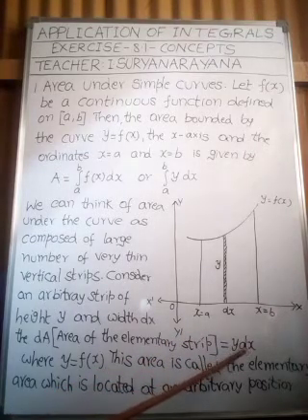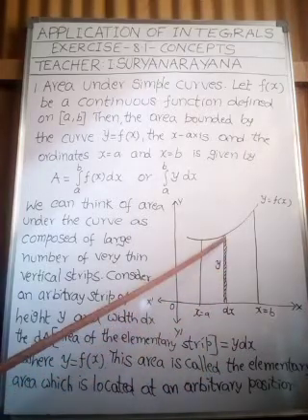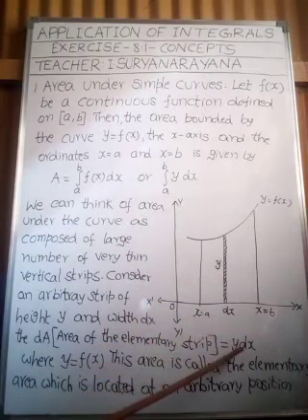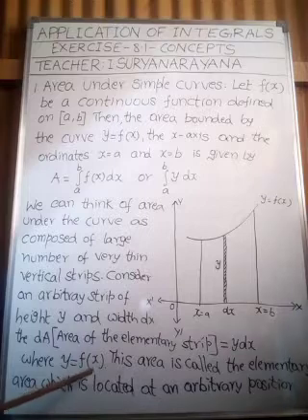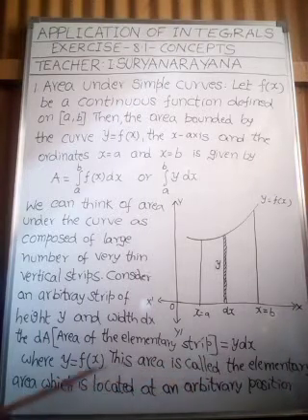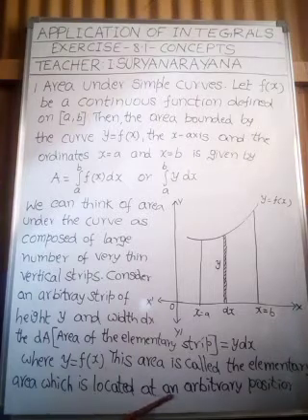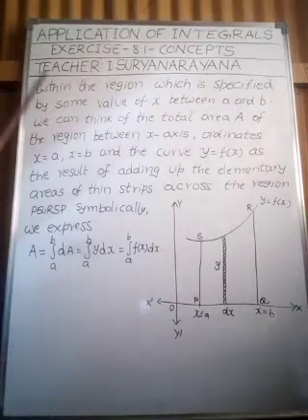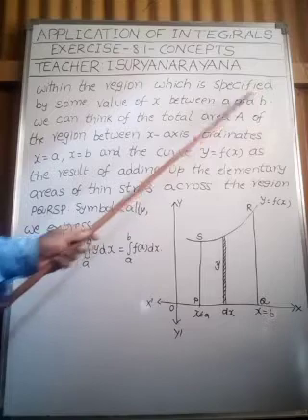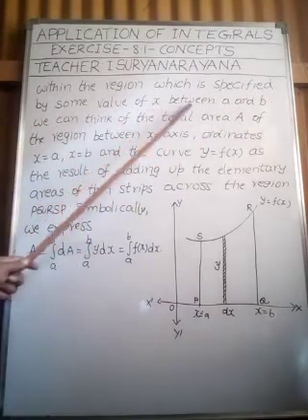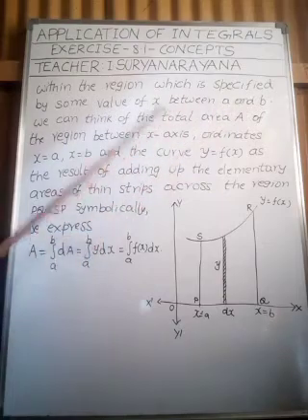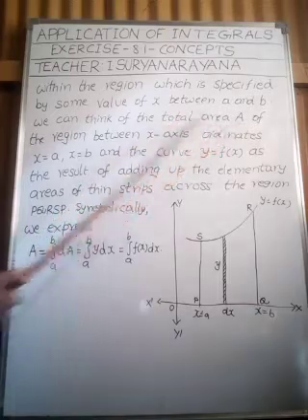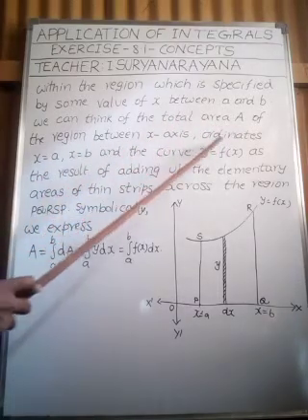Length into breadth. Yes or no? This is in the shape of a rectangle. So length into breadth. Length is y and breadth is dx, where y is equal to f of x. This area is called the elementary area, which is located at an arbitrary position within the region, specified by some value of x between a and b. Okay, my children? Understood?